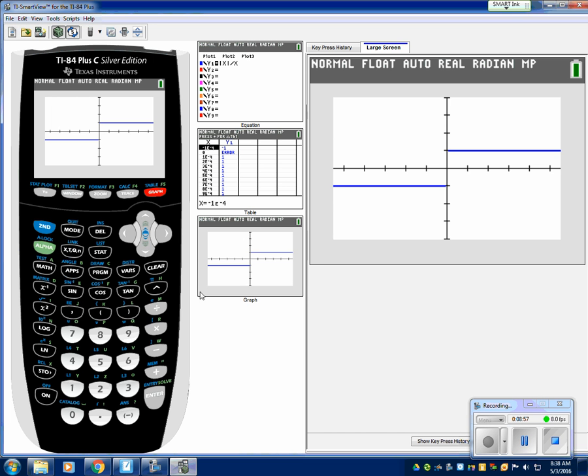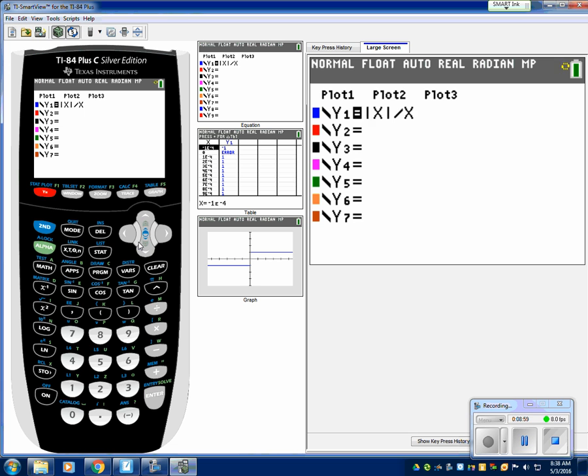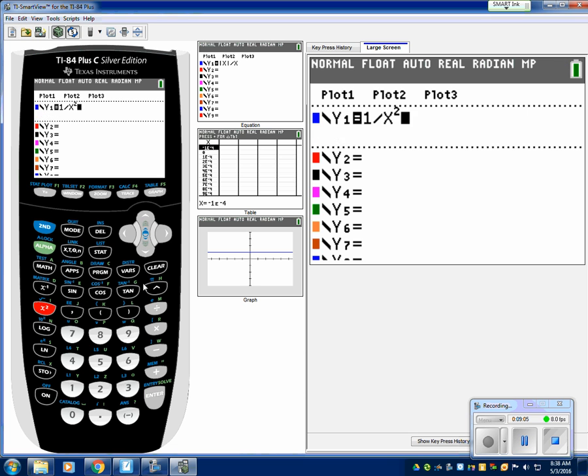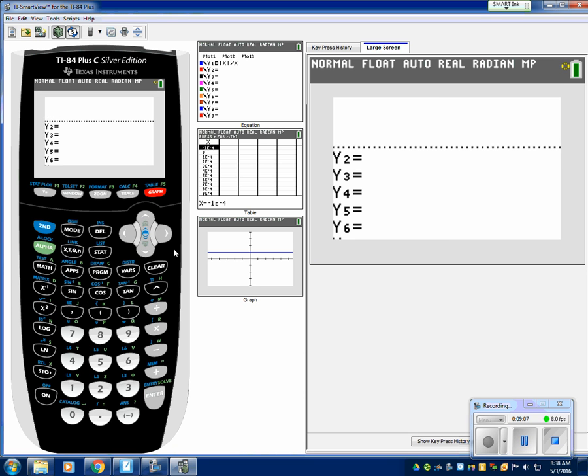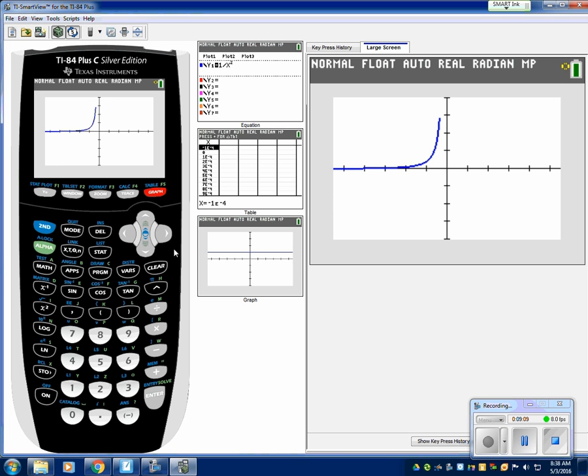We're going to do 1 over x squared. So we go to y equals. And we clear this out. And we type in 1 divided by x to the second. And then we graph it. And see what happens here. So do you see which one that is? Maybe you can draw a quick sketch of that one for part B. Do that right now.